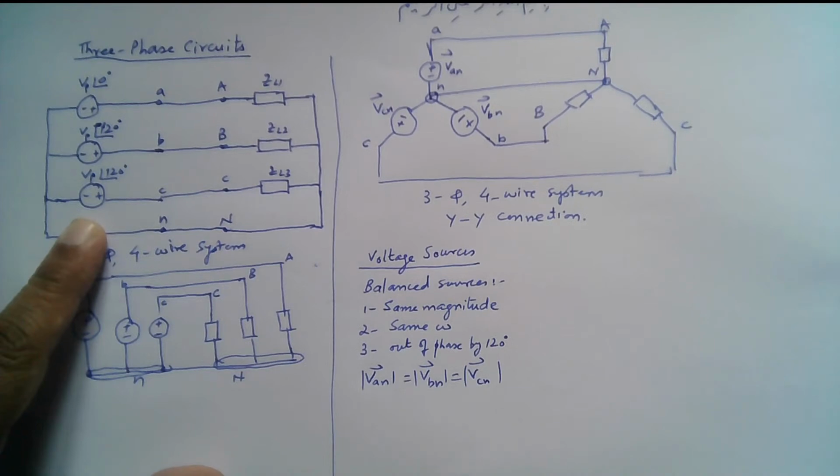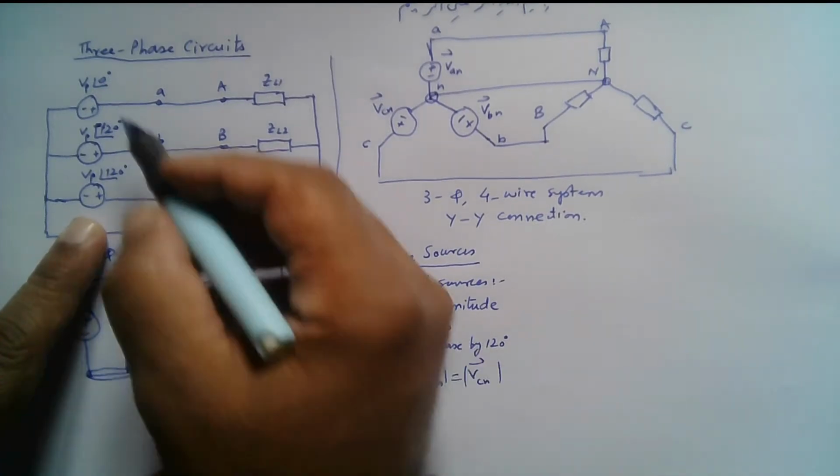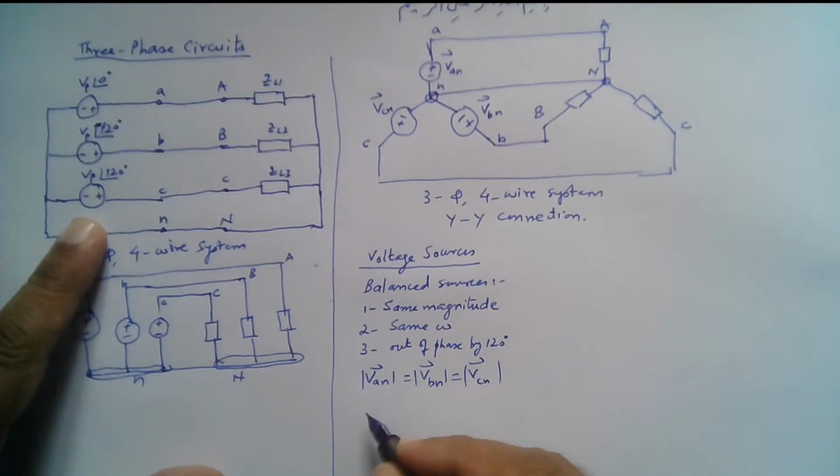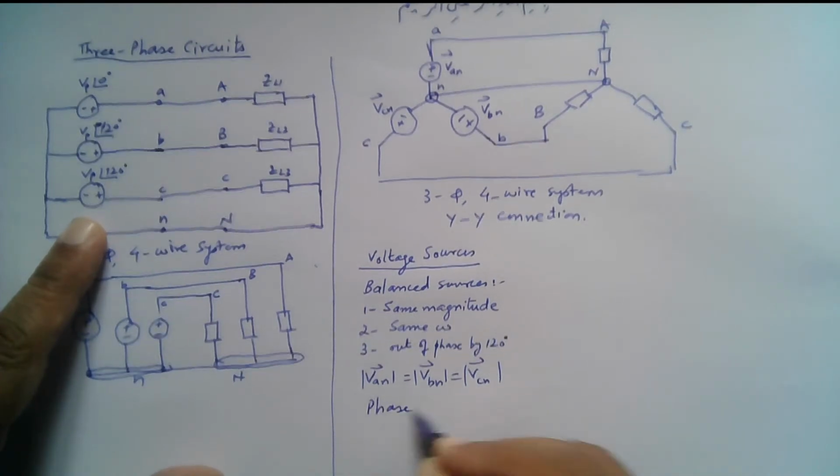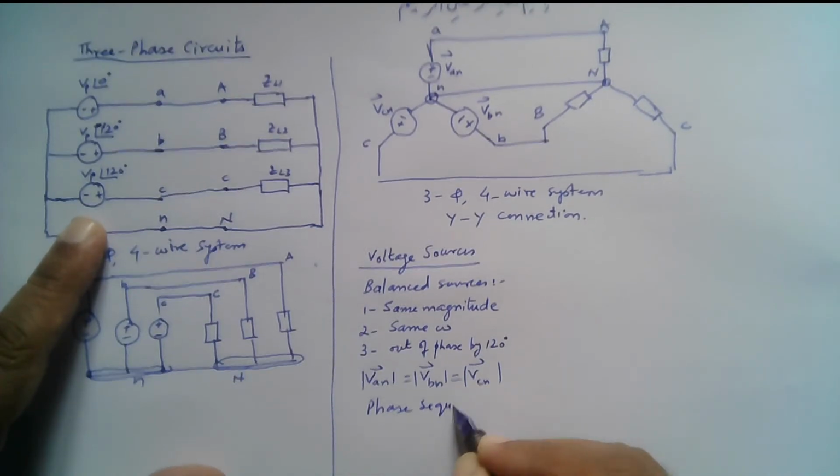right? And before I show you that VAN plus VBN plus VCN is equal to 0, let me also tell you that we have phase sequences. For example, we have this particular sequence here, phase sequence. Let me first describe what is phase sequence.